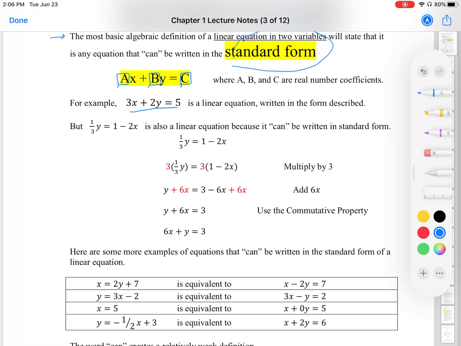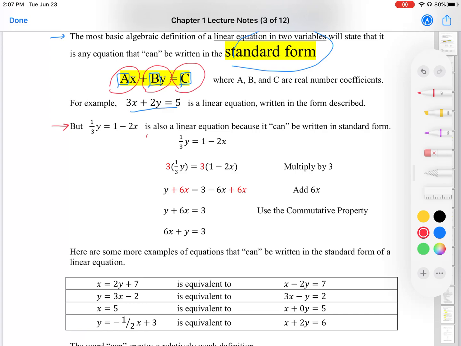Now, what makes it standard form is that we have our x first, followed by our b term. Lastly, we have a number without a letter equal to. So moving forward, what if we had something like 1/3 y equals 1 minus 2x? That's not in standard form. We want our x term first, followed by a y term, and then our c term. It's also a linear equation because it can be written in standard form.